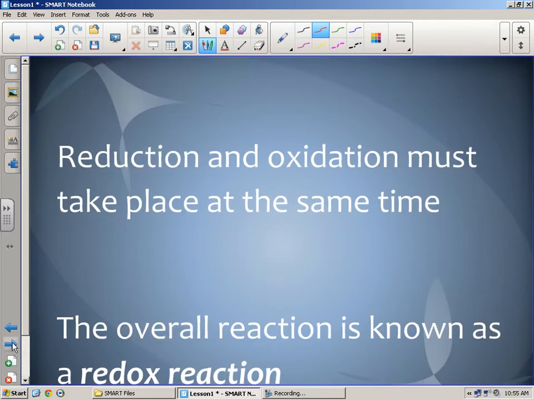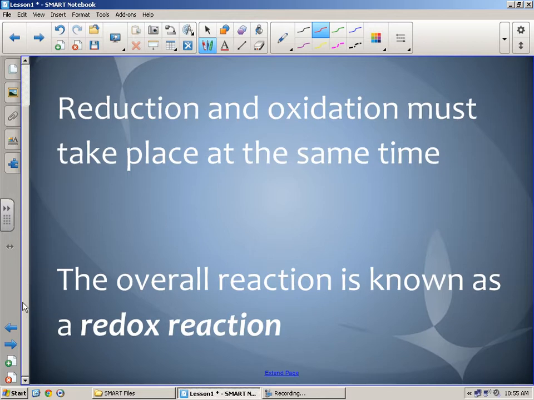And like I said, those two take place at the same time. Reduction and oxidation must take place at the same time. The overall reaction is known as the redox reaction. Or I like to call it the redox reaction.